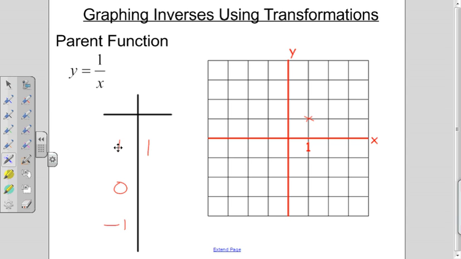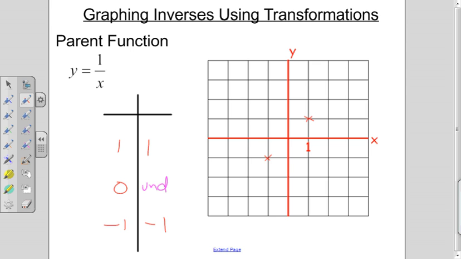And something weird happens. If I plug in my 0 here, I get 1 over 0, which is undefined. So again, that's something I can't graph because it's undefined. When I take negative 1 and plug it here, I get 1 over negative 1, which is negative 1, so I can graph that. So that's not much of a graph to go on to start.